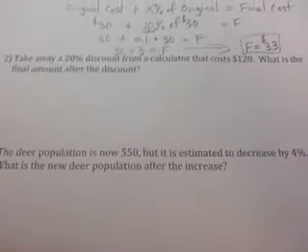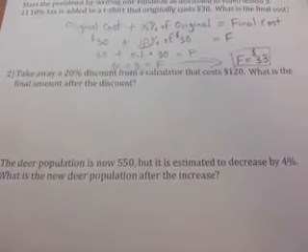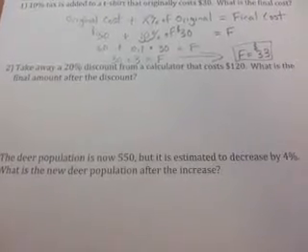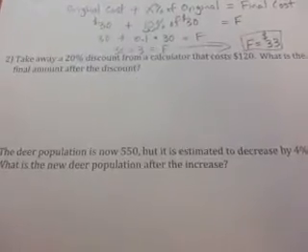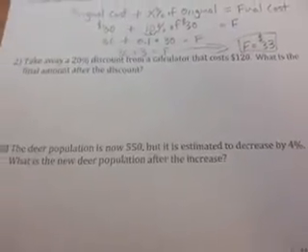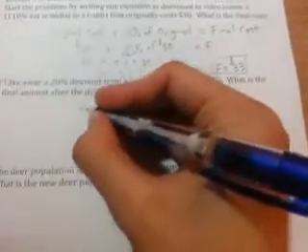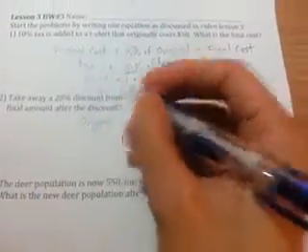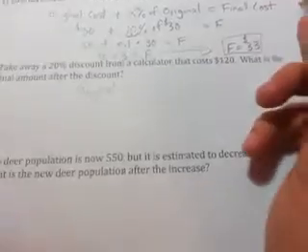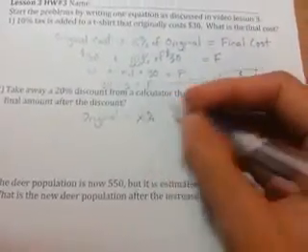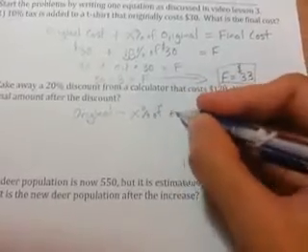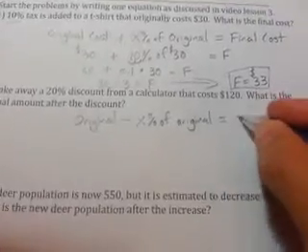Let's look at the next one. Take away a 20% discount from a calculator that cost $120. What is the final amount after the discount? Again, it's not asking for what the discount is. I want to know the final amount. So again, I'm going to write my formula: my original cost, and in this case I have a discount, so I'm going to subtract X percent of the original, and that's going to give me my final.